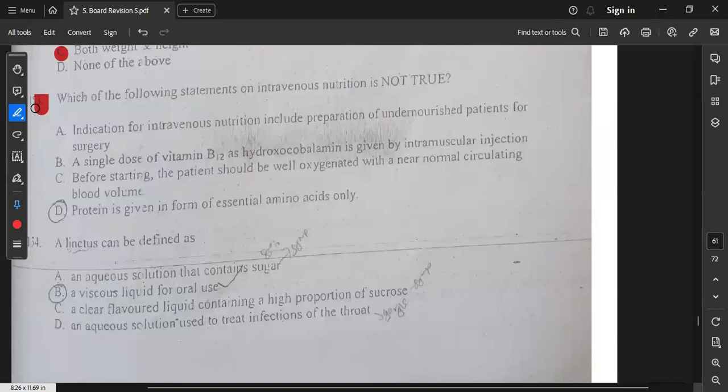Okay. An elixir can be defined as an aqueous solution that contains sugar, a viscous liquid for oral use, a clear flavored liquid containing a high proportion of sucrose, or an aqueous solution used to treat infections of the throat.